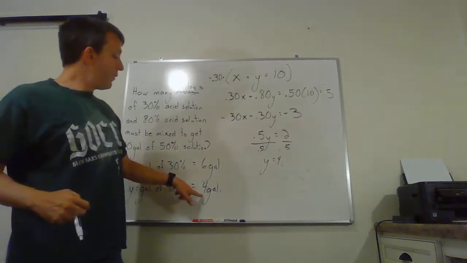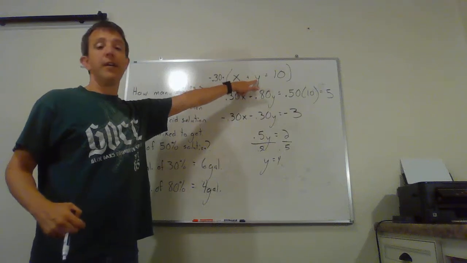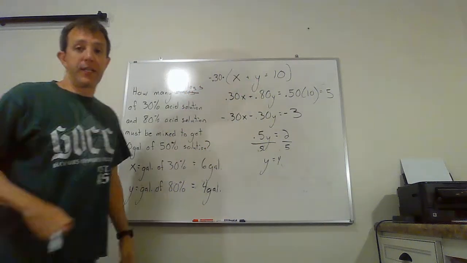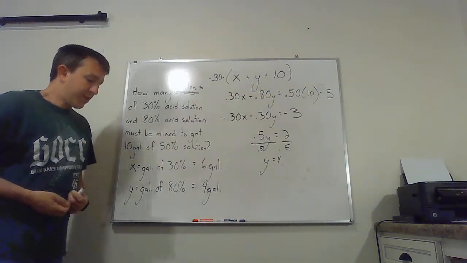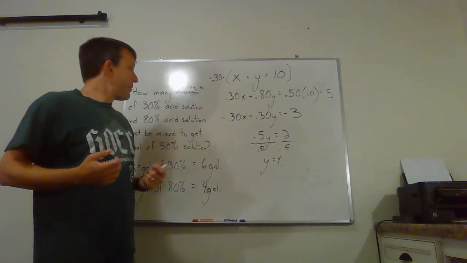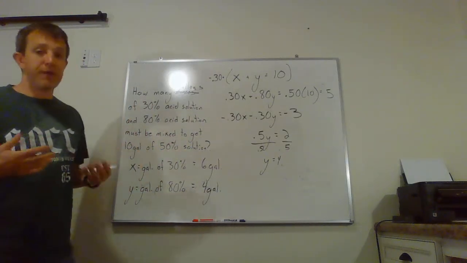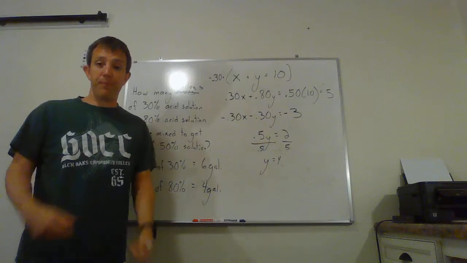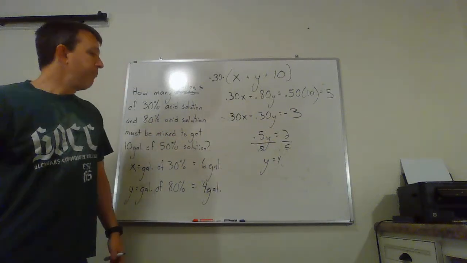And sure enough, if you were to take that 4 and plug it in up here and solve, you get 6, so that makes sense. It's what we would expect. Did we answer the question? Yes. We have the amount of both acid mixtures that we need.